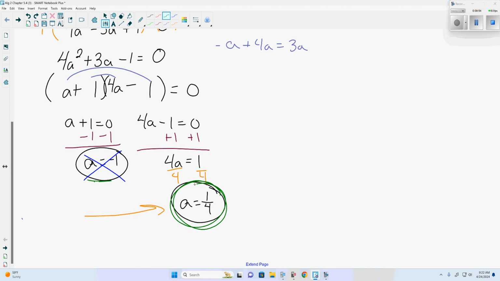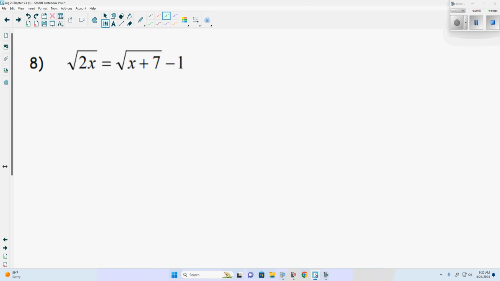Okay. The problem that we're looking at today is this one here. Square root of 2x is equal to the square root of x plus 7 minus 1. And we're going to treat this like we have up to this point. We've had some equations that had two radicals, but we haven't had one up to this point where we've had two radicals and a number outside, or a term outside of the radical. But let's still follow the same steps because they still work.